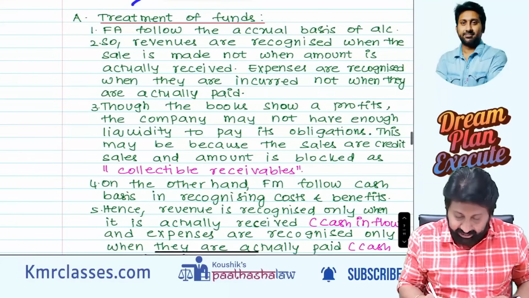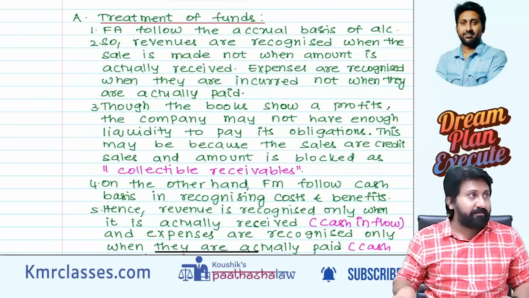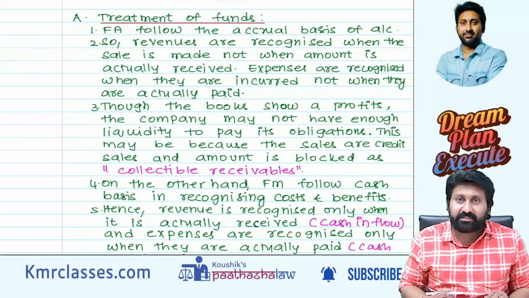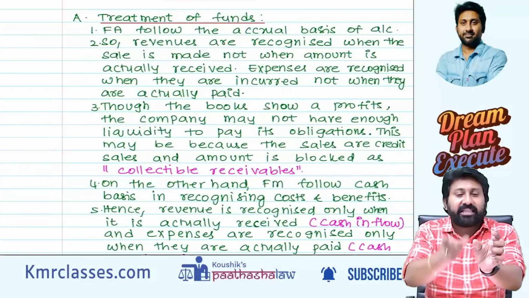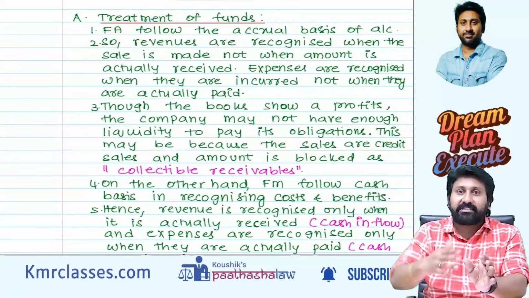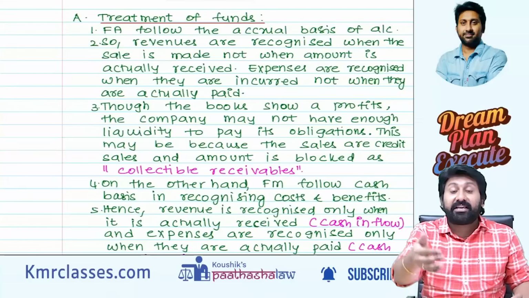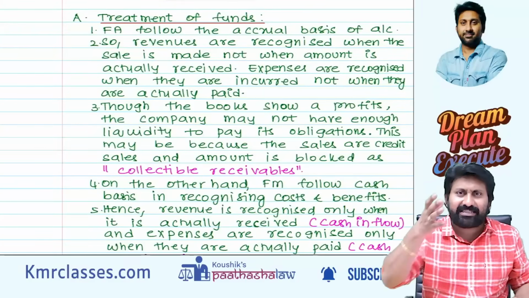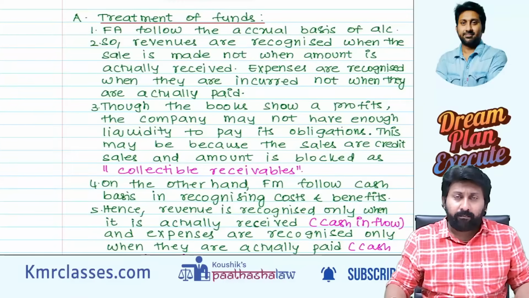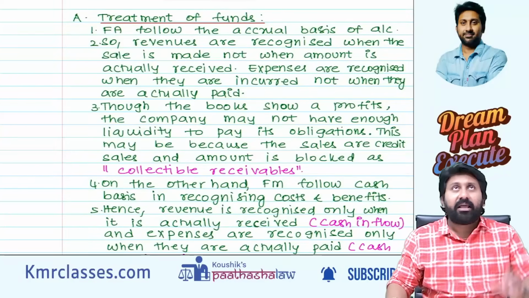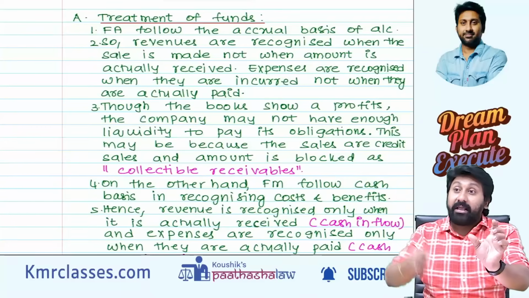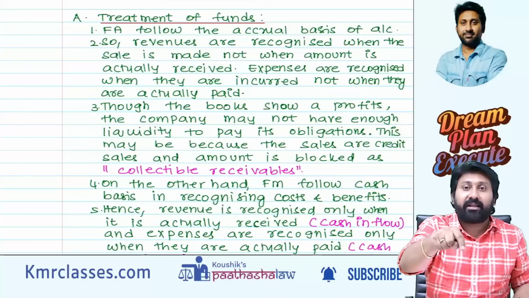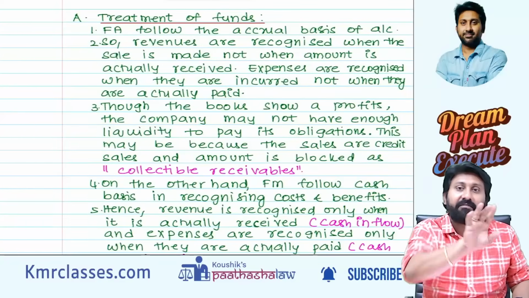Next, treatment of funds. Financial accounting follows the accrual basis. Means what? If something falls under that particular period, we will consider all of it, even though not paid. If something is receivable during that particular period, we will consider all of it, though not received. Classic example, prepaid expenses or outstanding expenses. Rent for 11 months paid, 1 month not paid. Even then we will put it in P&L because that rent belongs to that year. Whether or not we pay, we will consider.